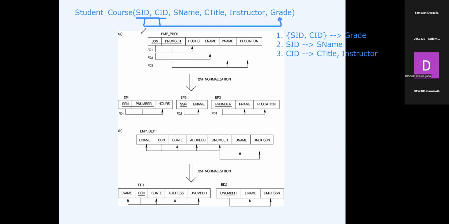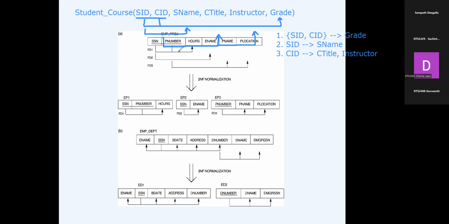Secondly, we say using student ID, we can determine the student name. Third, using course ID, we can determine course title and the instructor. So these are three functional dependencies.